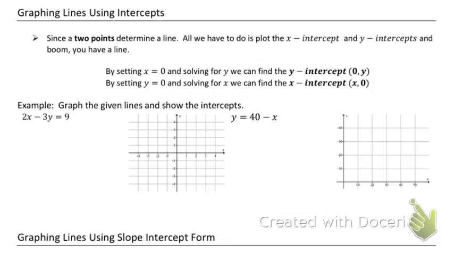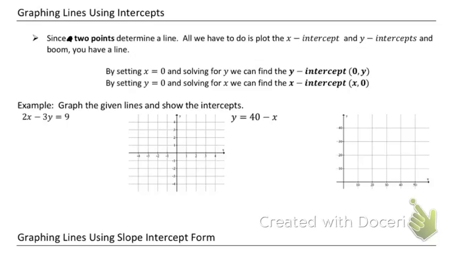We're going to go through two ways to graph lines. We're going to use intercepts, and then we're going to use slope-intercept form. The reason I'm showing you both ways is because both are useful in their given times, and I'll tell you when each is useful. It should say 2 points, not a 2 points. Since 2 points determine a line, all we have to do is find the x-intercept and y-intercept, plot them, and draw a line through them, and we have ourselves a line.